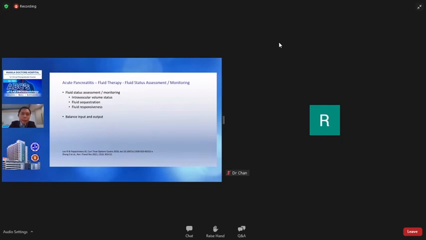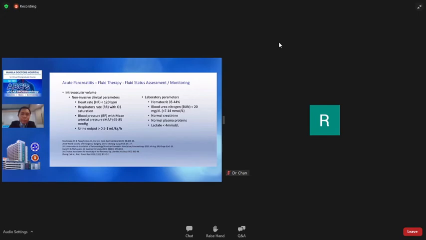Fluid status includes intravascular volume, fluid sequestration, and fluid responsiveness. These will help determine the volume needed based on the principle of balancing inputs and outputs. Intravascular volume can be reflected in clinical and laboratory parameters. Clinical parameters include heart rate, RR, UT, MAP, and urine output. Lab parameters include hematocrit, BUN, creatinine, plasma proteins, and lactate. For lab parameters, not only the absolute level but also the trend should be noted.